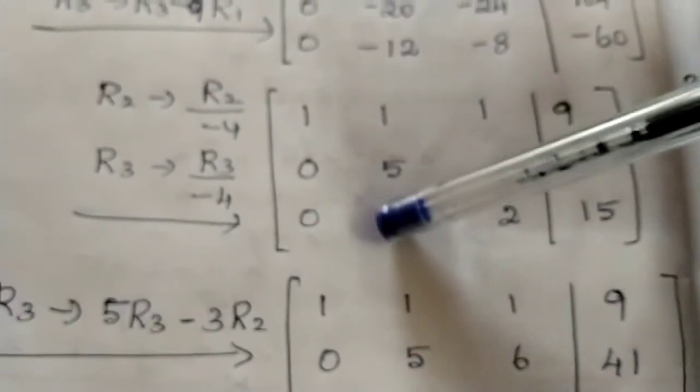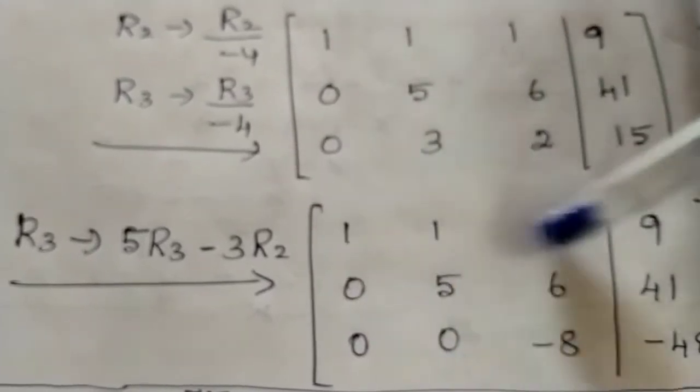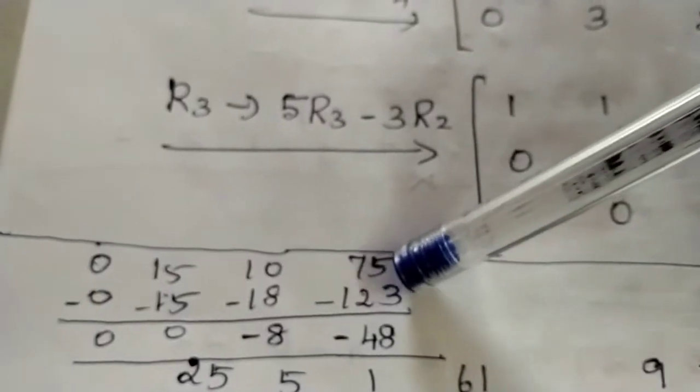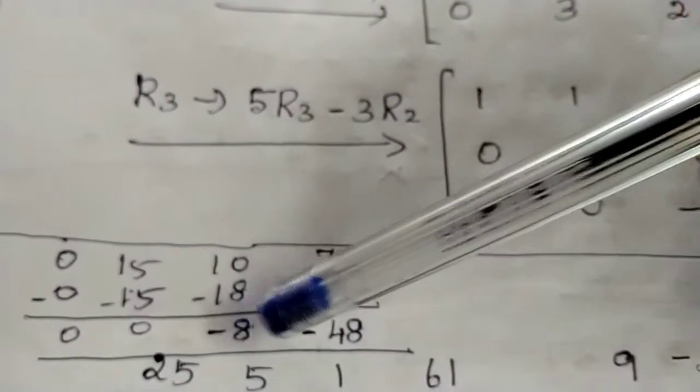Next we want to make this value equal to 0. This term multiplied by 5, this term multiplied by 3. That is R3 implies 5 R3 minus 3 R2. R1 no change. R2 no change. R3 only 5 R3, this one multiplied by 5, and R2 multiplied by 3. Subtract, we get 0, 0, minus 8, minus 48. We get echelon form of the matrix, that is a triangular form.